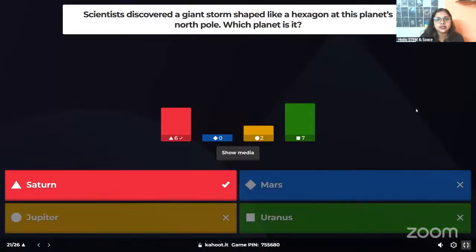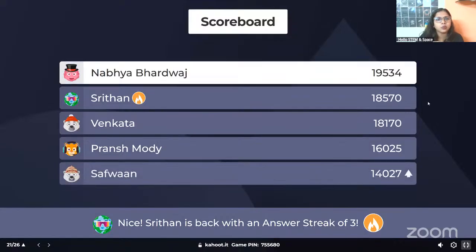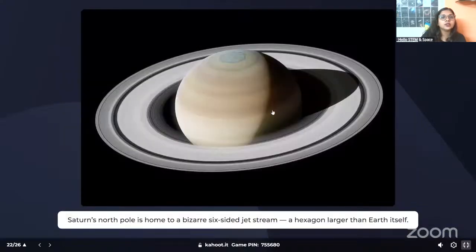Let's see the answers. Very good. Even though the question was a little tough, six of you gave the correct answer. It's actually Saturn. I will show you how this storm looks, but first quickly see the scoreboard. There are no changes. Only Safan jumped to the fifth place. And Shritan is back with an answer streak of 3 and is on fire. So good job, Shritan. And see, this is how this storm looks.